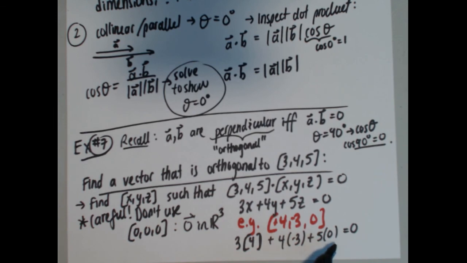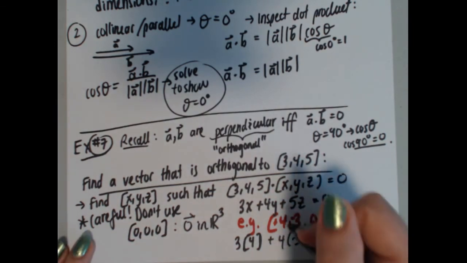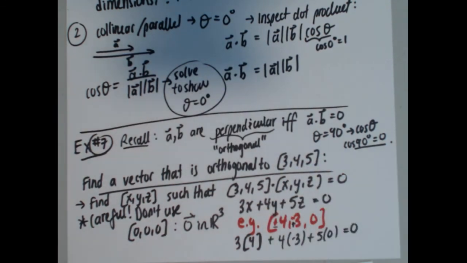You can use 1 of the components as 0 and then plug the other ones in as a value. Well, you wouldn't be able to set 2 of them equal to 0. You would have to set only 1. Otherwise, you wouldn't be able to cancel out the first term. Okay, so don't use the 0 vector there. But there are multiple answers. Even minus 4, plus 3, and 0. That works too.